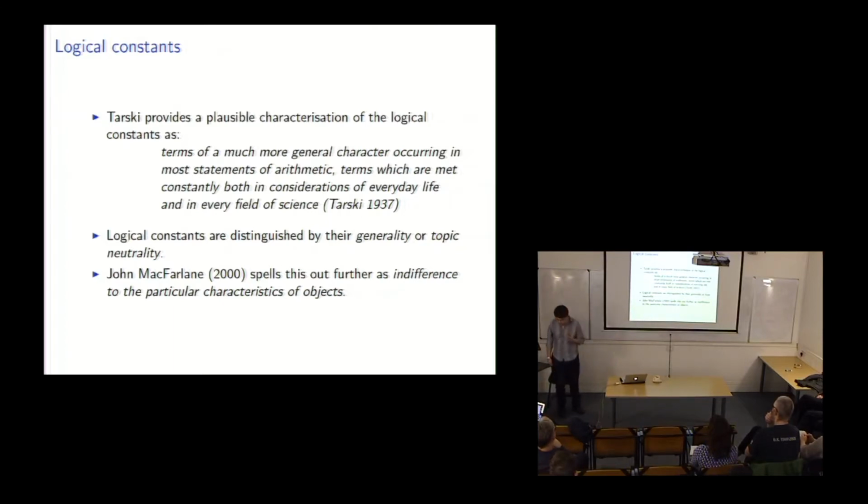And I think that seems quite appealing, and John MacFarlane, following up on this kind of thought, cashes out this idea of topic neutrality further as indifference to the particular characteristics of objects. So his thought is, well, if you've got an expression which behaves exactly the same way when you're reasoning in any domain you like, and however the things in that domain are arranged, then that expression has a good claim to being topic neutral. Because you were reasoning about these things, but you just as well might have been reasoning about anything, and it would behave the same way.